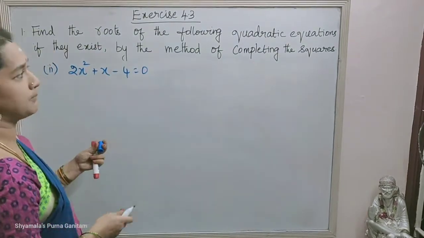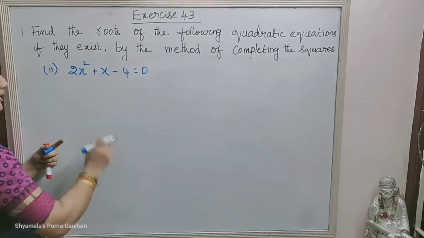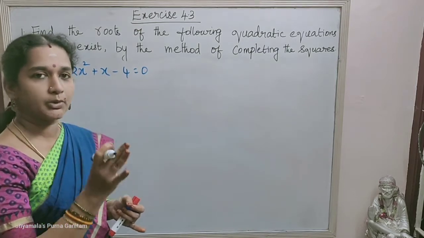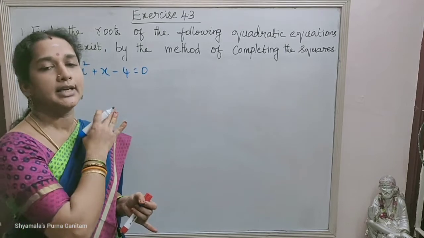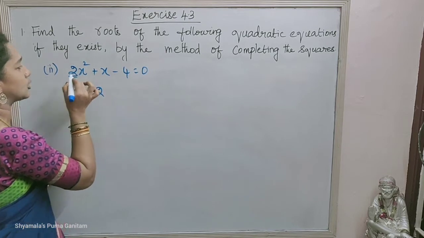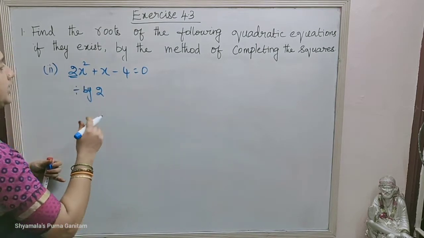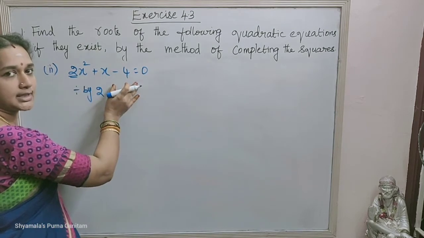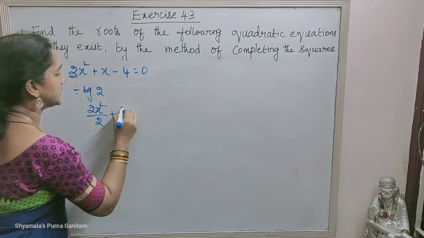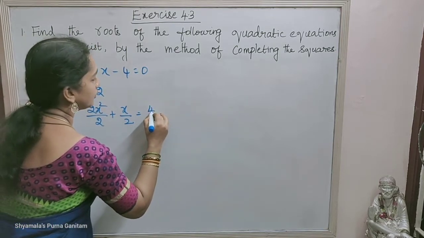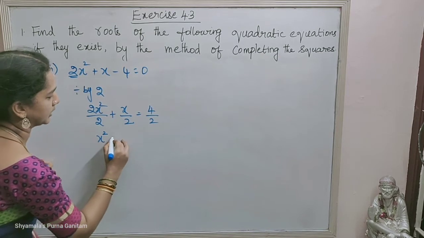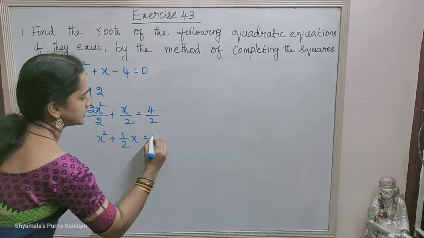The next sum is the same method, completing the square. So 2x squared plus x minus 4 is equal to 0. The first step is that whatever coefficient you have for x squared, you divide by it. Here the coefficient of x squared is 2, so dividing throughout by 2 and bringing the constant term to the other side, we get 2x squared by 2 plus x by 2 is equal to 4 by 2. After simplification I get x squared plus 1 by 2 x is equal to 2.